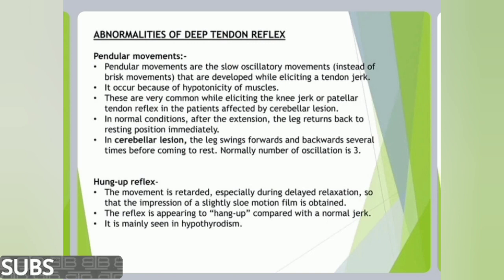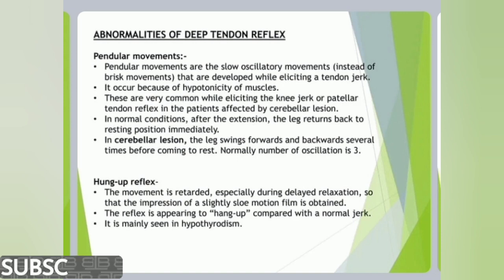These pendular movements most commonly occur when you elicit the knee jerk or patellar tendon reflex in patients affected by cerebellar lesion. In normal conditions, after the extension, the leg returns back to resting position immediately, with no to and fro movement. In cerebellar lesion, the leg swings forwards and backwards several times before coming to rest, because in cerebellar lesion you may face some kind of vertigo and imbalance in coordination. Normally, the number of oscillations is 3.